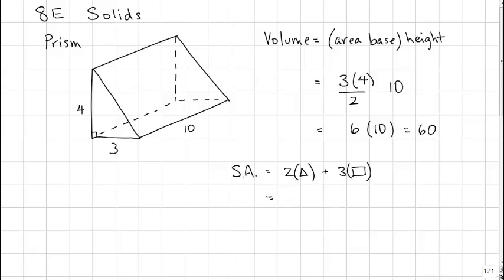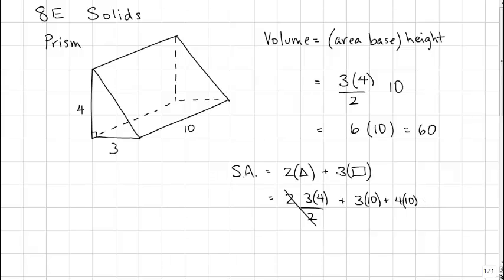Now, the triangular bases are identical, but the rectangles are not. So I've got 2 triangles, and we've already just calculated the area of the triangle. It was 3 times 4 divided by 2. The 2's cancel quite nicely. But the 3 rectangles, well, one of them is going to be, let's say, the bottom of the prism, the way I've drawn it, which is 3 times 10. One of them is going to be the back side of the prism, the way I've drawn it, which is 4 times 10.